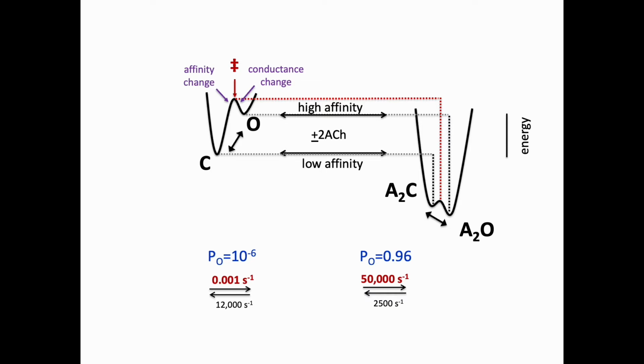If the affinity change occurred after the transition state, you would just get a small dribbling of currents. It would increase the open probability, but it would take place over a period of about 10 minutes instead of 100 microseconds. But let's not worry about that right now.